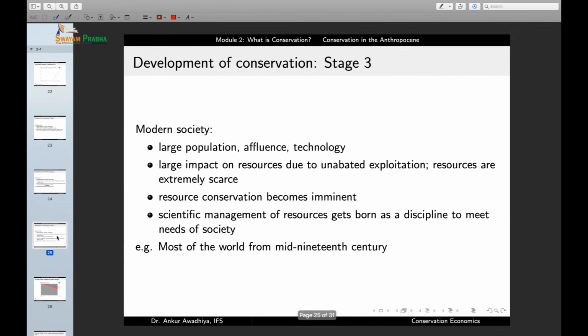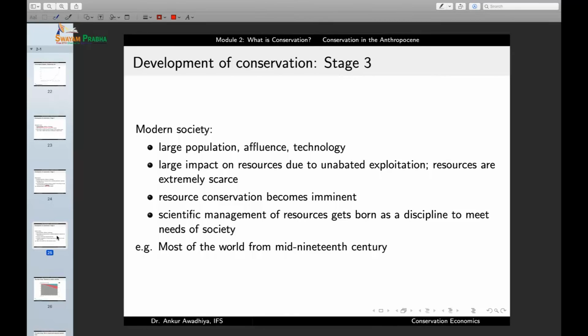But then we moved into the third stage, which is the modern society. Now, in the modern society, the population is large because it has been increasing with time. The affluence is large, the technology is large. But then all the areas that could have been brought into the fold of the empire have already been brought into the fold of the empire.